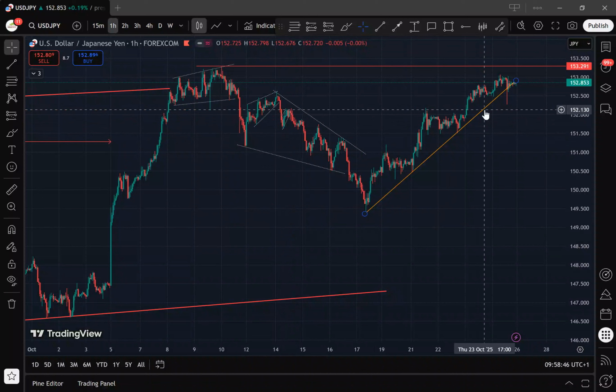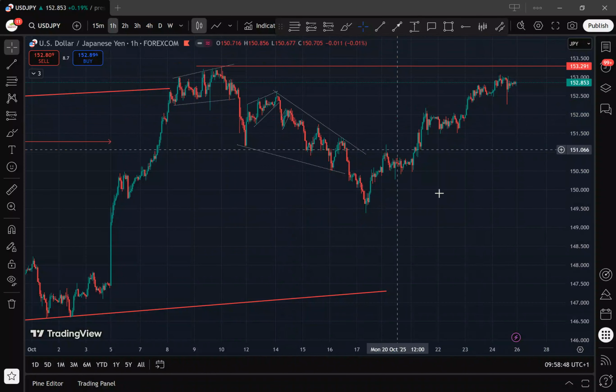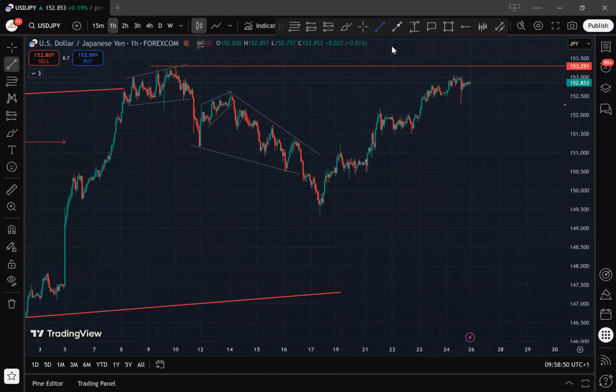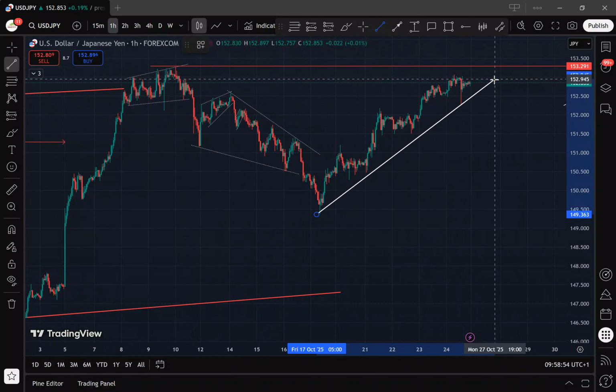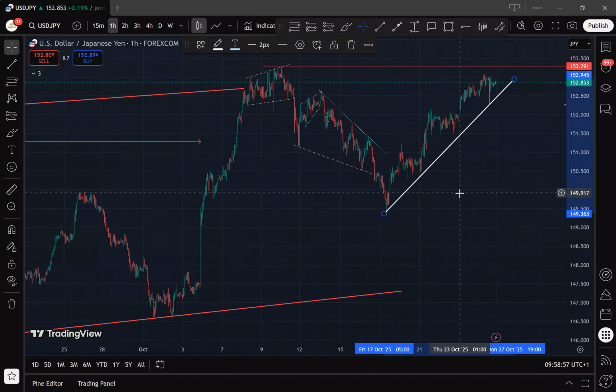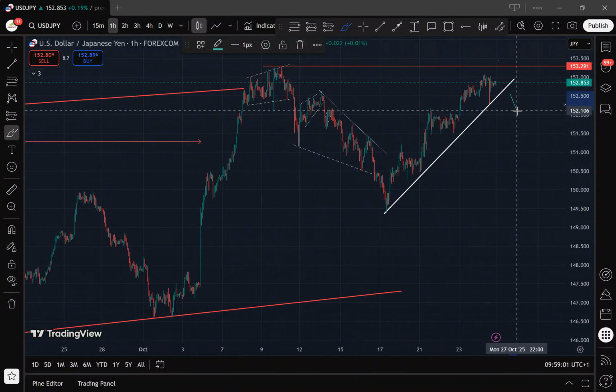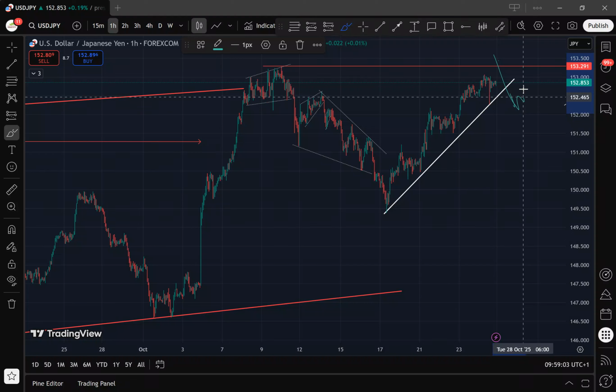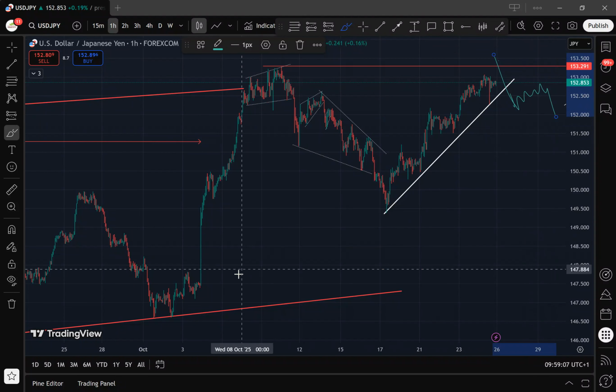So this week now, I'm watching this structure. I'm watching this as an ascending channel to see what will happen here. Before we take any trade here, we have to wait for the breakout of this structure, for a breakout like this, then a continuation structure down to the low on USD JPY.